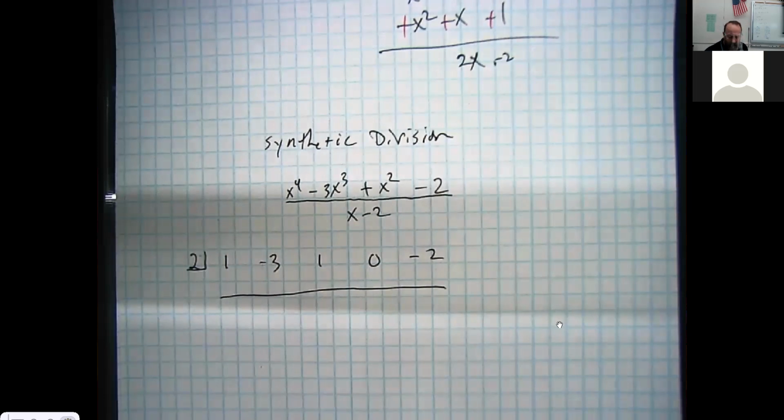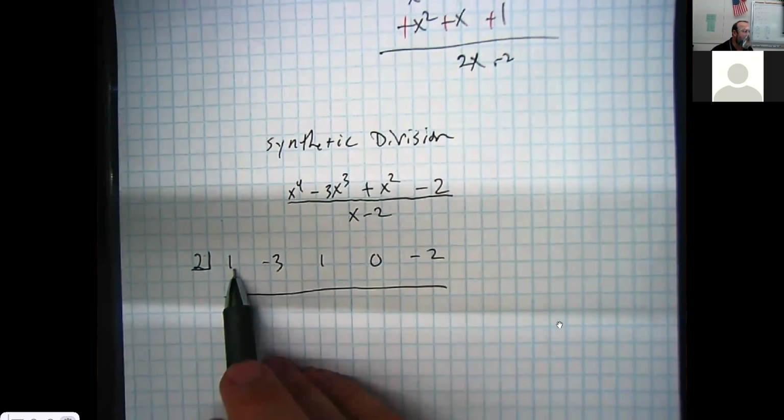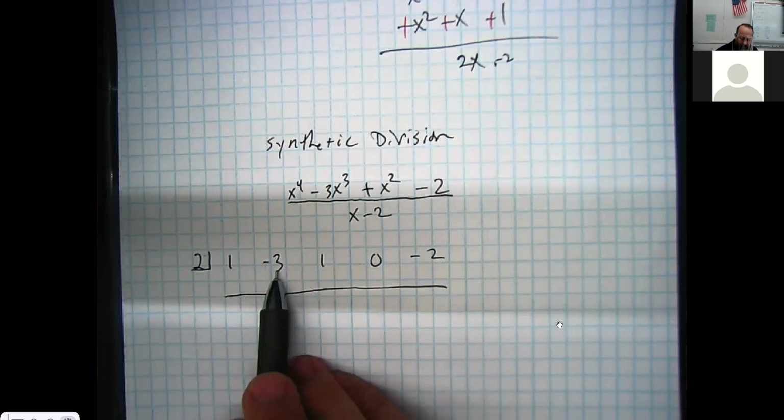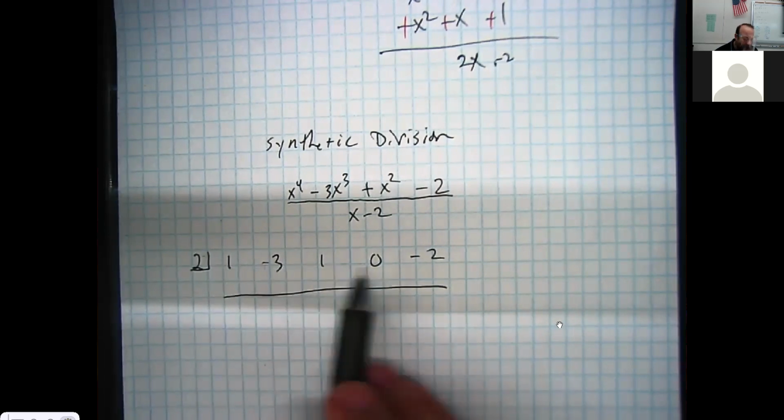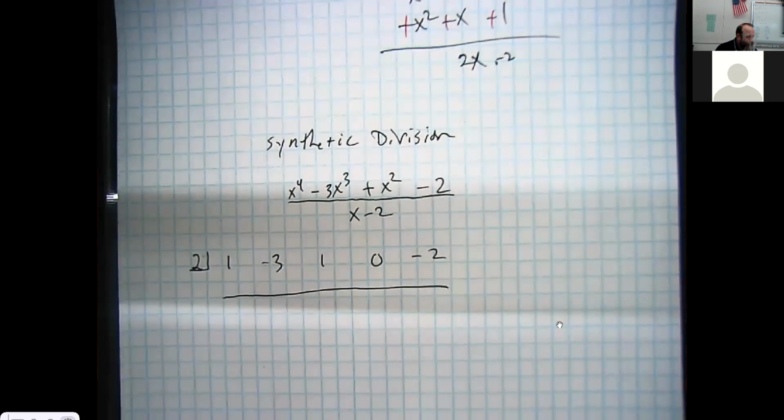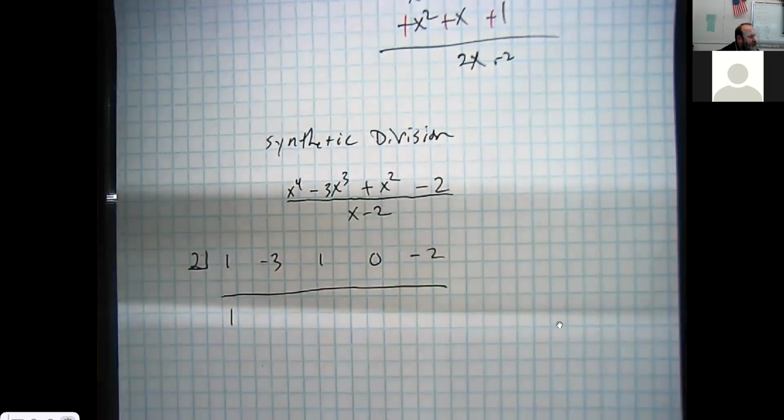You lined it all up, and what do you know, about this one right here is that it actually stands for 1x to the 4th, doesn't it? That stands for negative 3x to the 3rd. It stands for 1x squared, all the way down the line. Now, what we're going to do is pop that 1 straight on down.